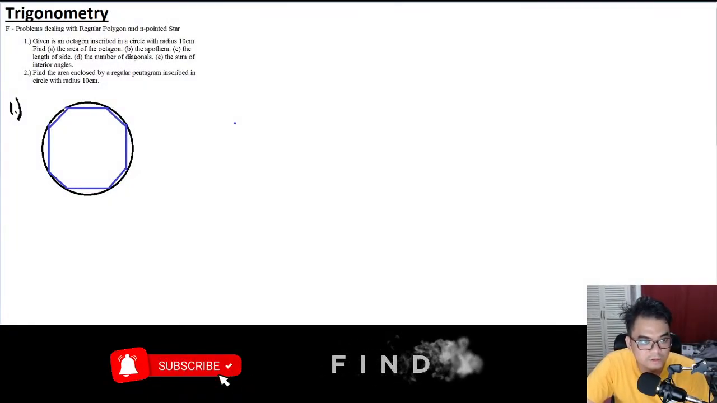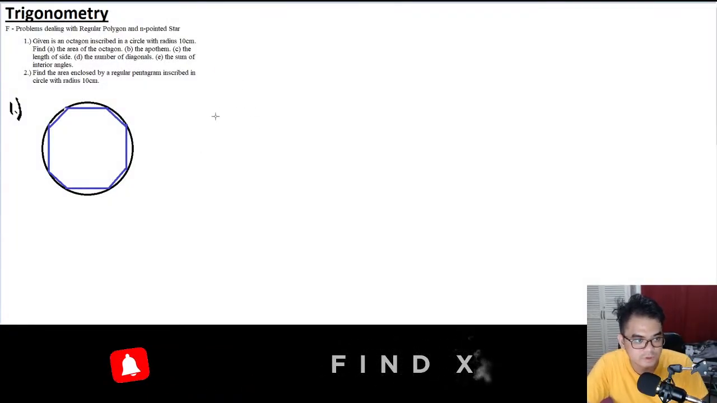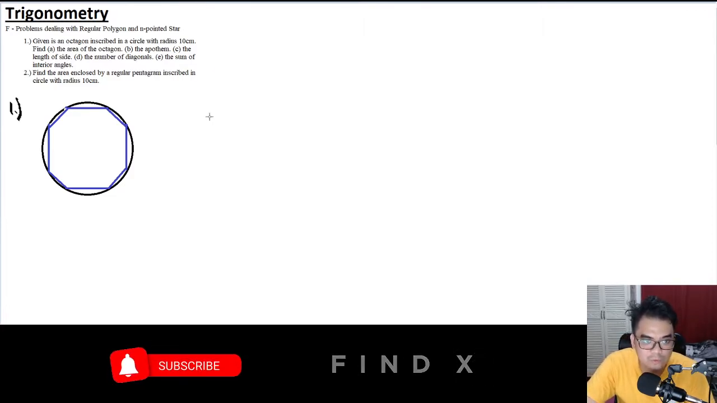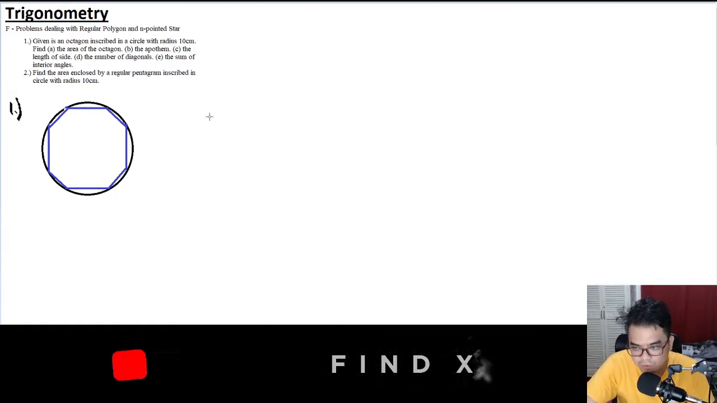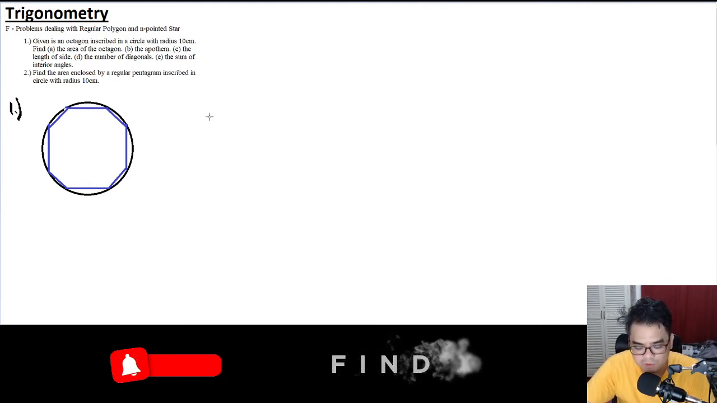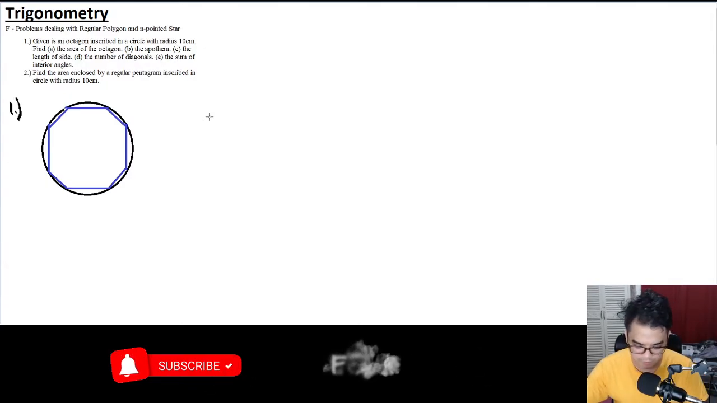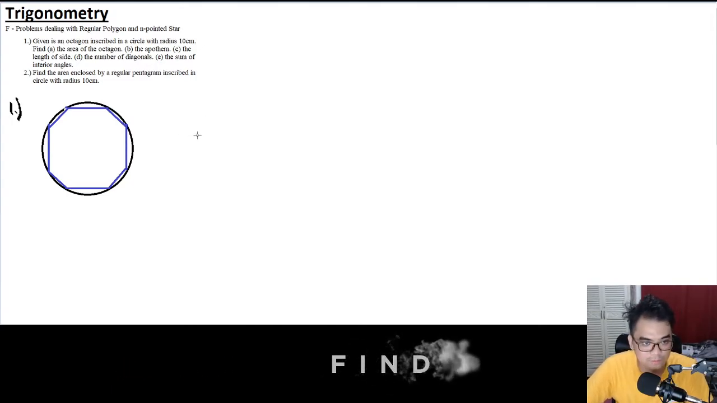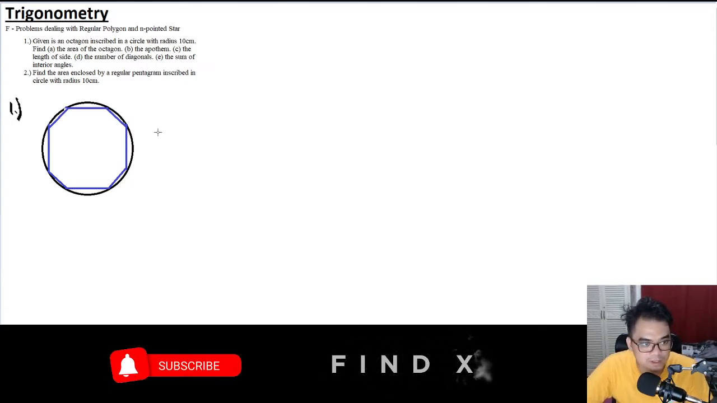Okay, so we got here the next topic, which is problems dealing with regular polygon and n-pointed star. When you say regular polygon, it is actually the octagon, pentagon, the decagon, so anything like that. And most of the time, those polygons are usually inscribed in a circle or the other way around.